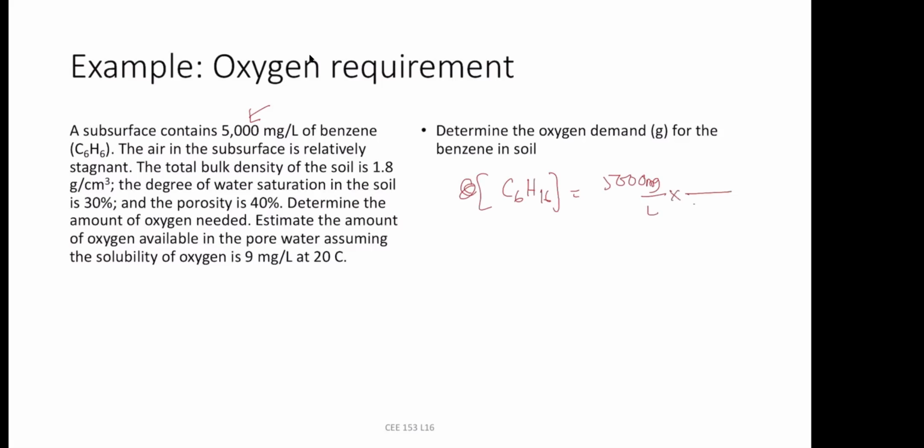So that's 1,000 milligram is 1 gram. And if you see the molecular weight, C6H6 is 12 times 6 plus 6, 78 gram per mole. So that means 78 gram is 1 mole of this. So that you get in moles.